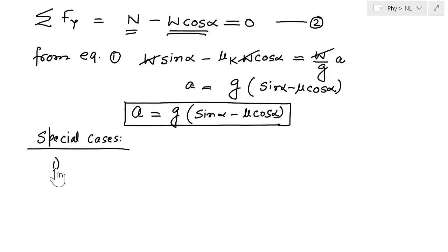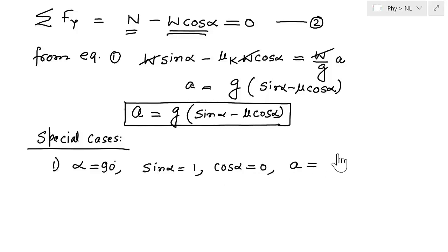The first case, when alpha is equal to 90 degrees. What will happen in that case? Sin alpha is equal to 1, because alpha is 90 degrees, and cos alpha is equal to 0. Then what will the acceleration be? In that case, acceleration is simply equal to g.